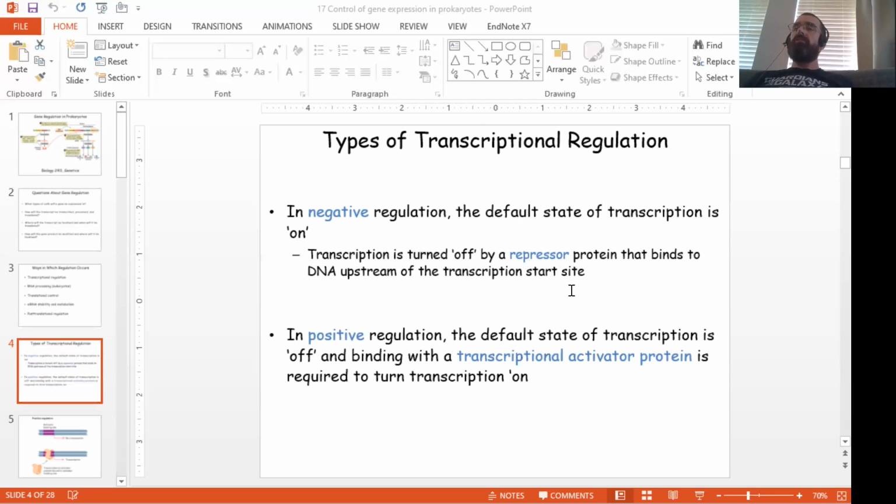So is the gene off? Then you need to positively regulate it to turn it on, right? So you need something to activate it.